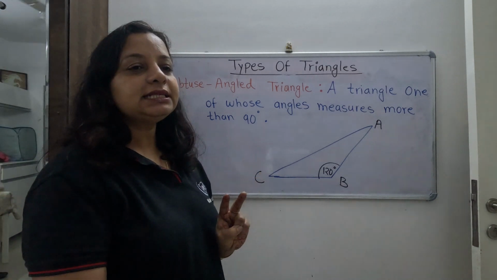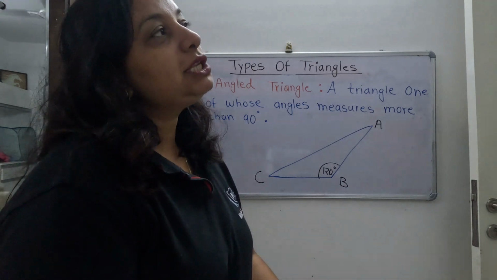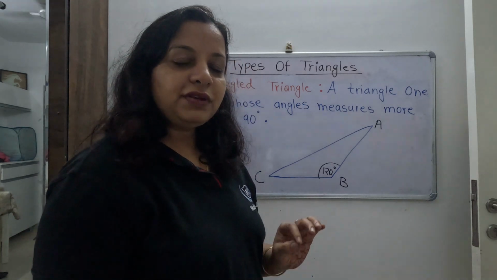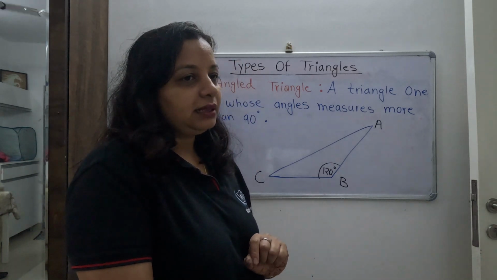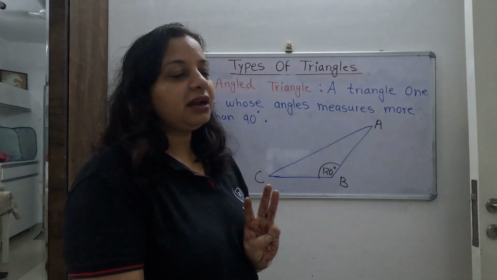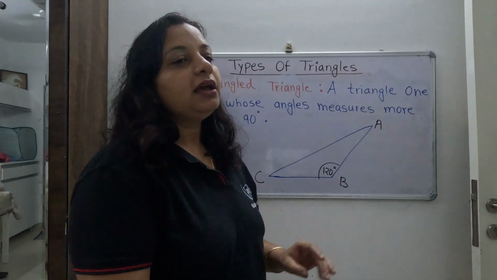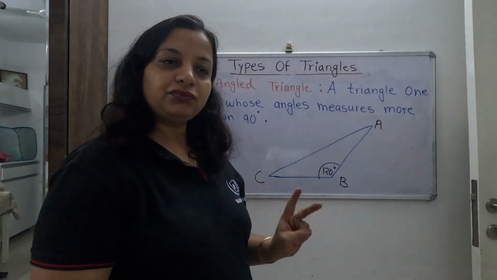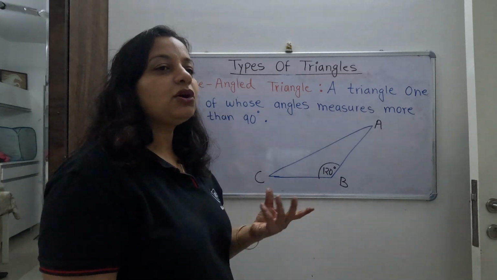Now the second is the isosceles triangle. Iso means 2. So when 2 sides are equal, we call it an isosceles triangle. Third is the scalene triangle: when a triangle has all 3 sides different in measure, we call it a scalene triangle. So that's the total on the basis of sides.